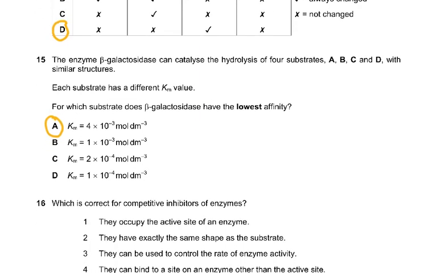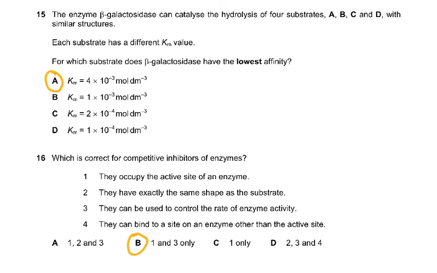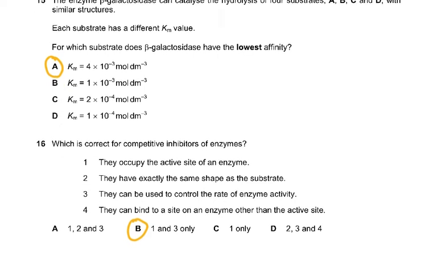Then 15. Now when you look at question 15, it says the enzyme beta-galactosidase can catalyze the hydrolysis of 4 substances A, B, C, and D with similar structures. Each substrate has a different Km value. For which substrate does beta-glucose have the lowest affinity? So we know it's inverse. Lower the Km, higher the affinity. Higher the Km, lower the affinity. So a basic fact which you had to understand is lowest affinity would be the higher Km. So that was the answer to that.